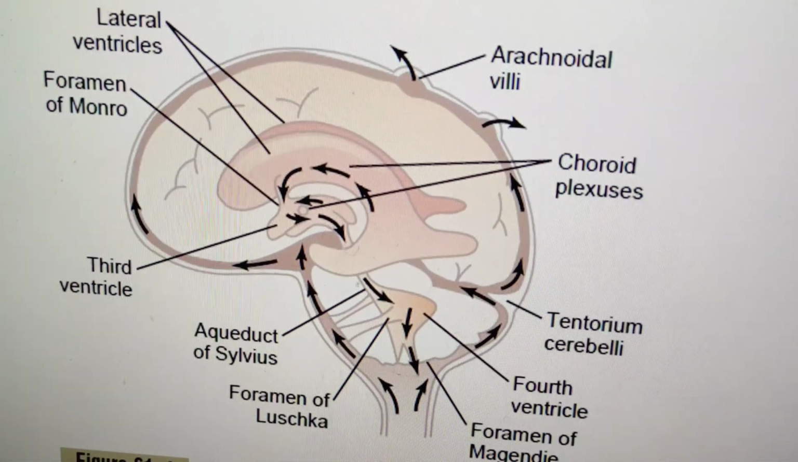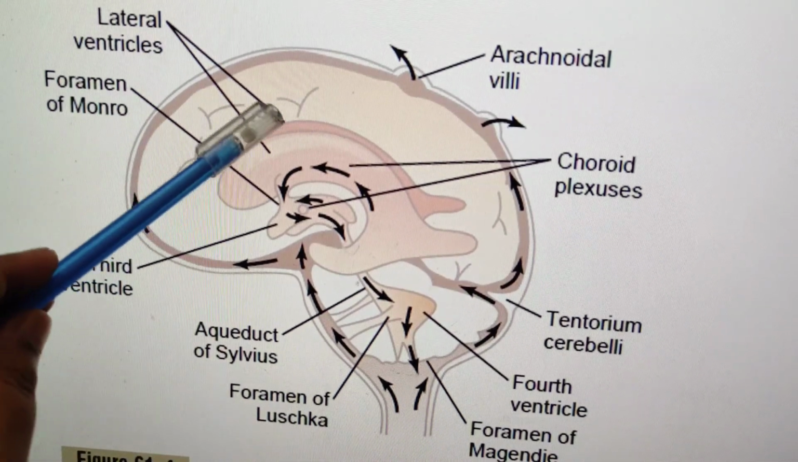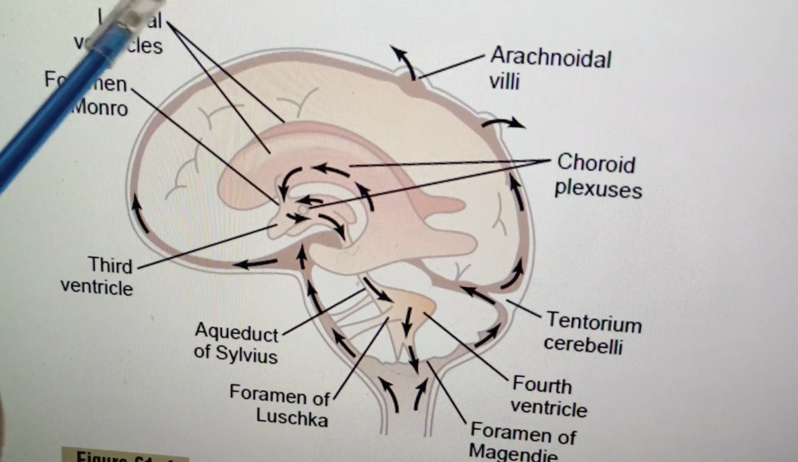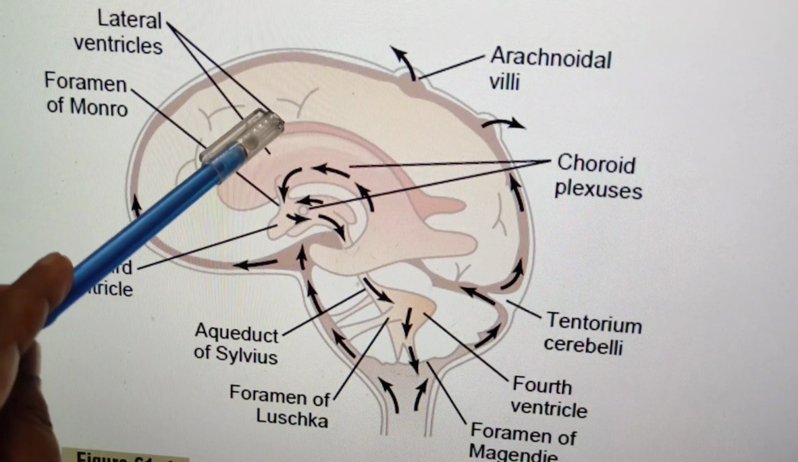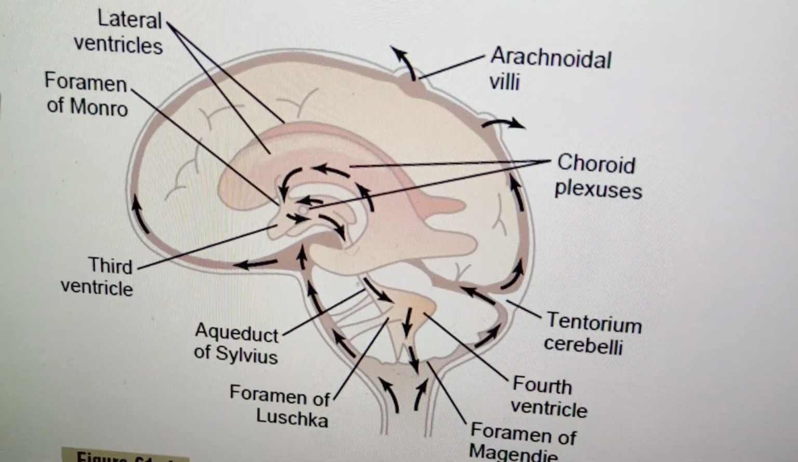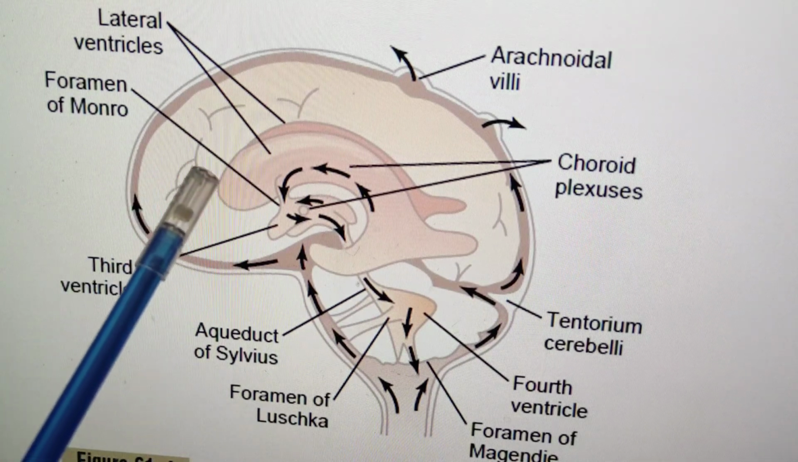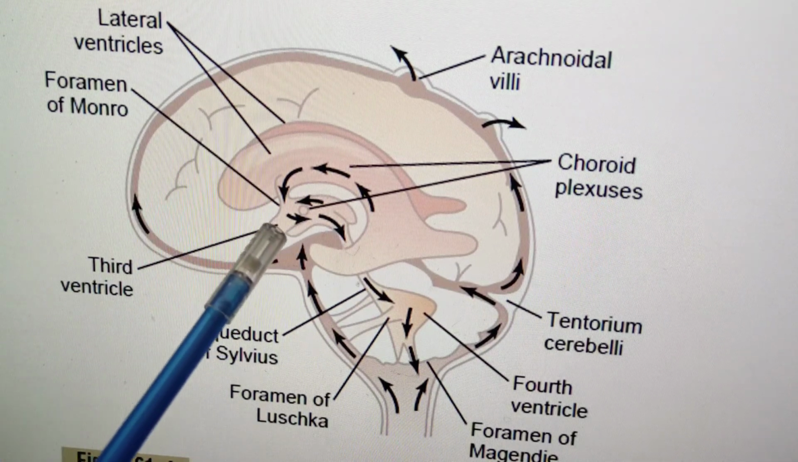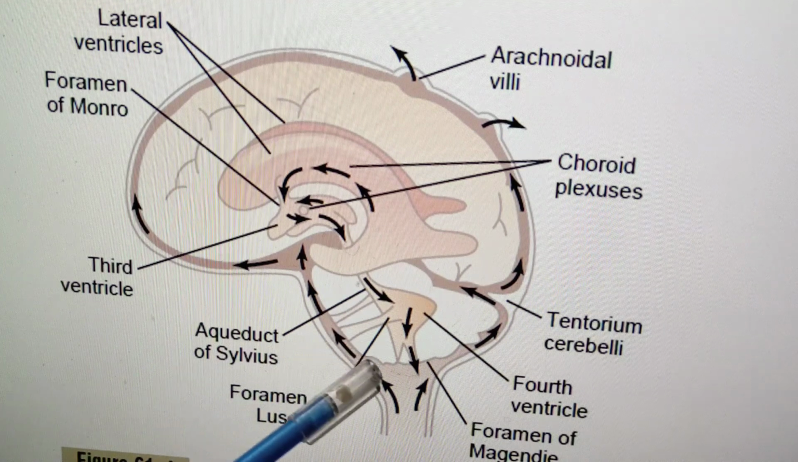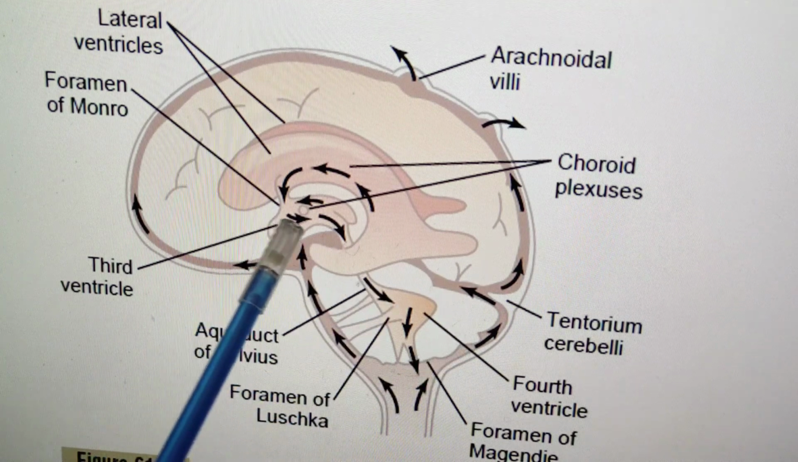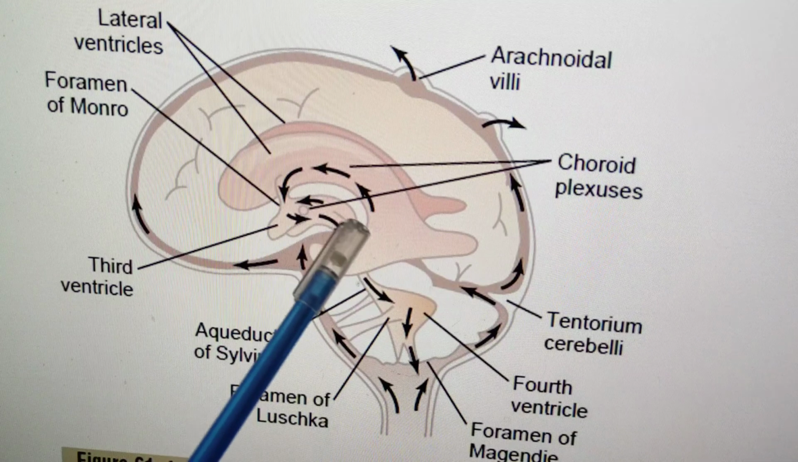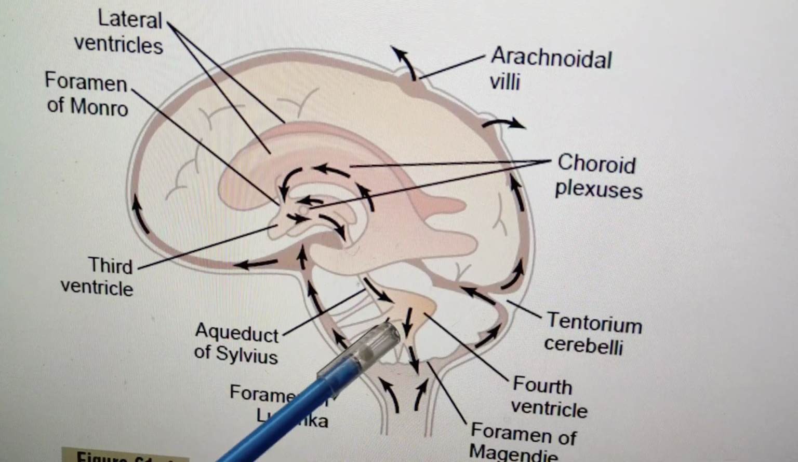Now we will know about the formation of CSF. CSF is mainly formed from the choroid plexus of the lateral ventricles. This is the lateral ventricles. These are two lateral ventricles. So CSF is mainly formed in the choroid plexus of the lateral ventricles and also partly from the choroid plexus of the third and fourth ventricle. This is the third ventricle and this is the fourth ventricle.